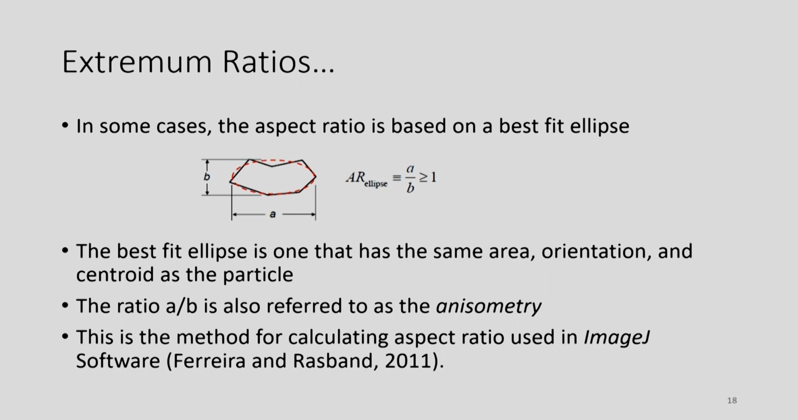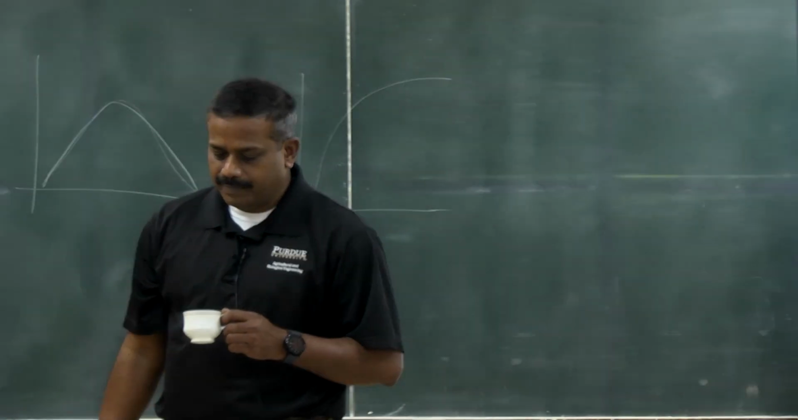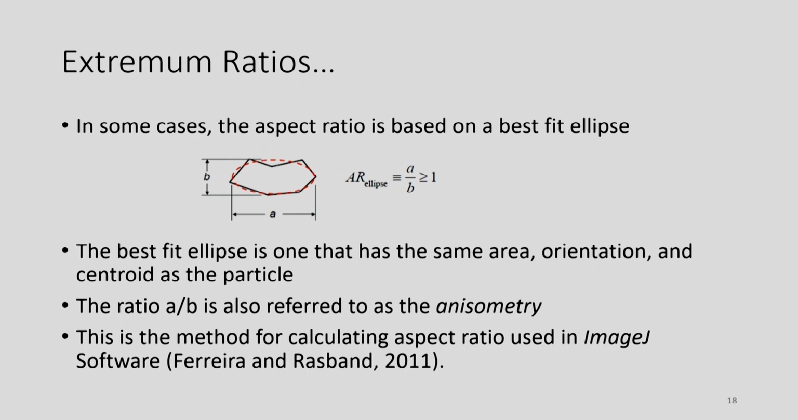Sometimes you can calculate the aspect ratio from the best fit ellipse, again using the major and the intermediate dimension of the particle. From the major and intermediate you get the aspect ratio. If you take A over B, usually it's greater than or equal to 1. If it's 1, it's more circular; a higher value means a higher aspect ratio. This is the method that ImageJ uses to calculate the aspect ratio of particles.